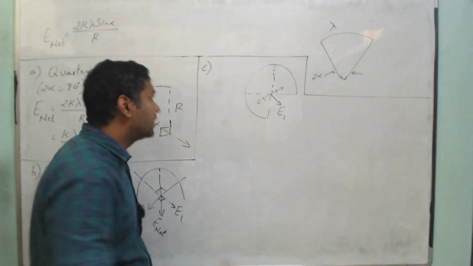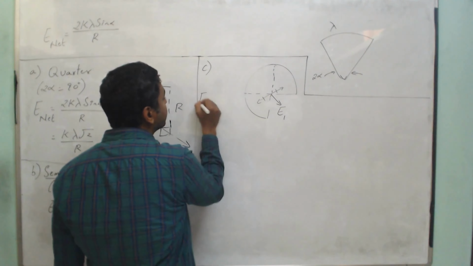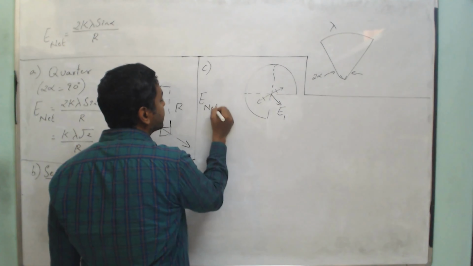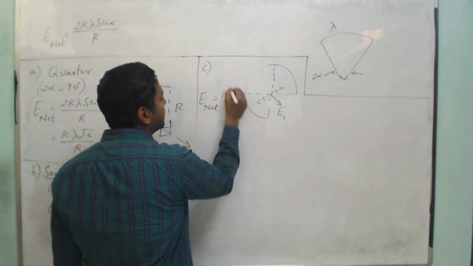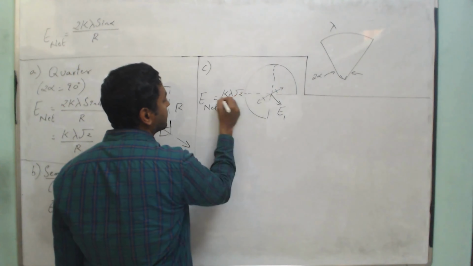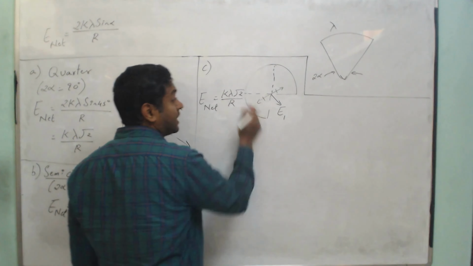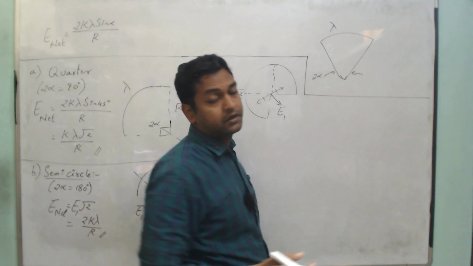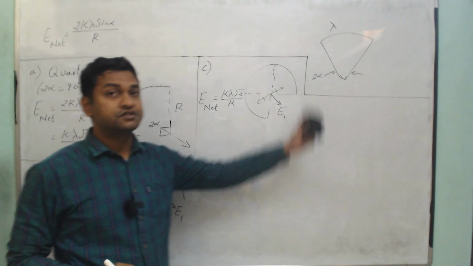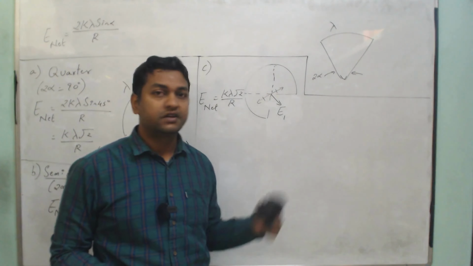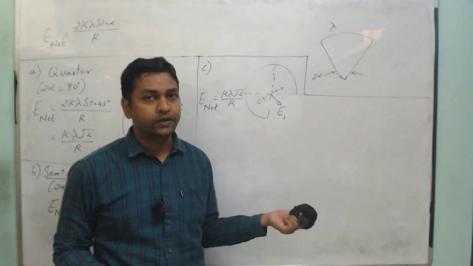And the net electric field, I can directly write it as K lambda root 2 by R. Of course, my lambda over here, I mean, the total charge is 3/4 divided by, that's a different story.